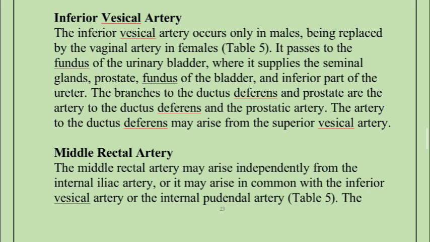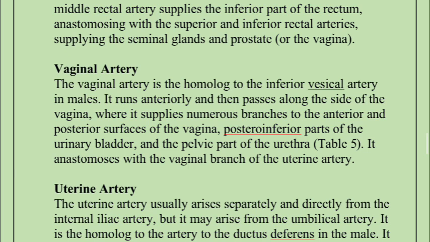So the middle rectal artery at times arises on its own from the internal iliac artery, or at times arises in common with the inferior vesical artery or the internal pudendal artery. The middle rectal artery supplies the inferior part of the rectum, and it anastomoses with the superior and inferior rectal arteries, and it also supplies the seminal gland and prostate.